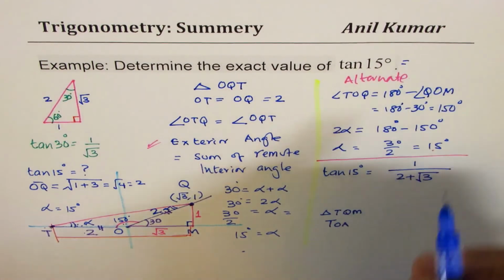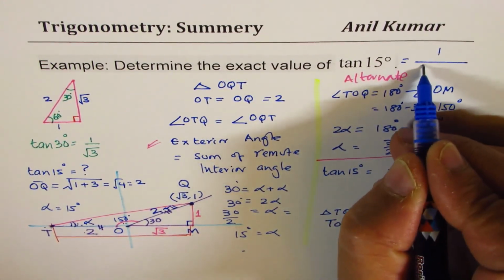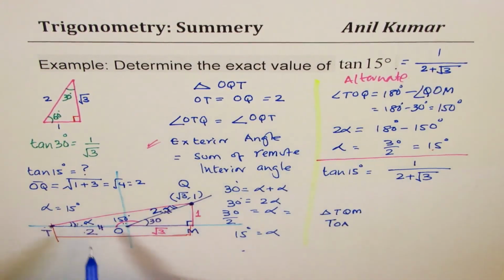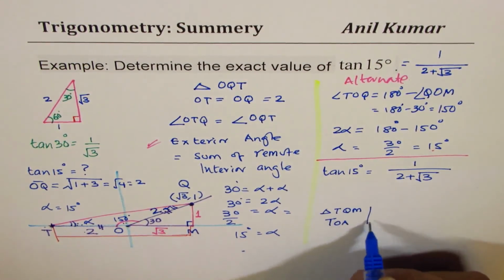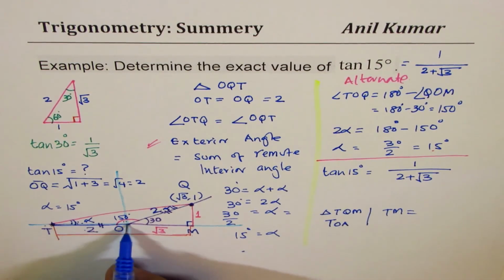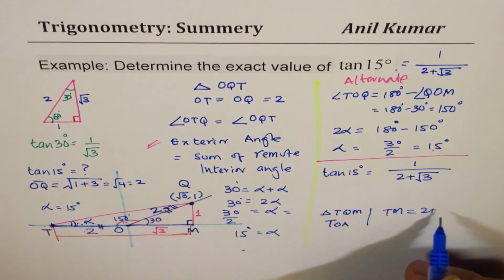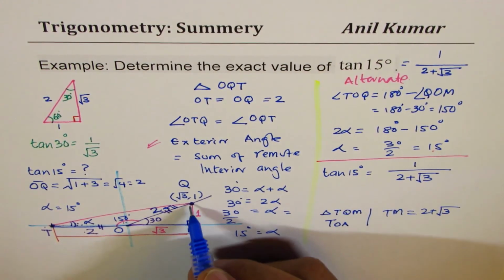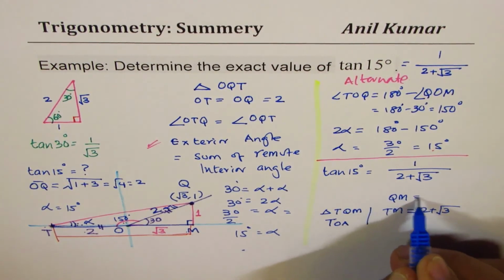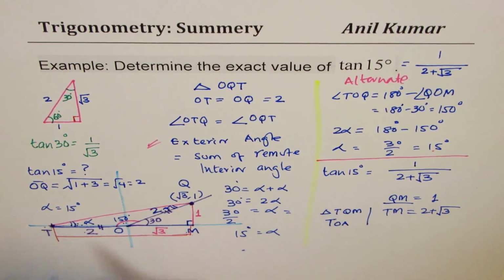So we can write down our answer. Tan 15 degrees is 1 over 2 plus square root 3. Since this base T to M, TM is 2 plus square root 3. Correct? And QM is 1. Their ratio is tan of alpha. Got it? So that is how, with very simple geometry, but a lot of work involved, we could actually find the measure of tan 15 degrees without the help of a calculator, using special triangles and some tricks.